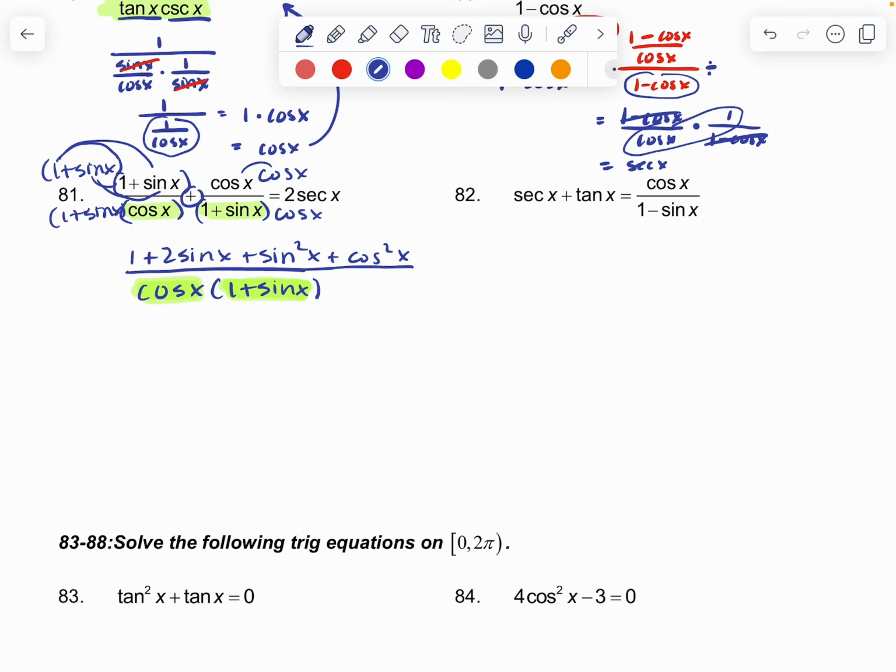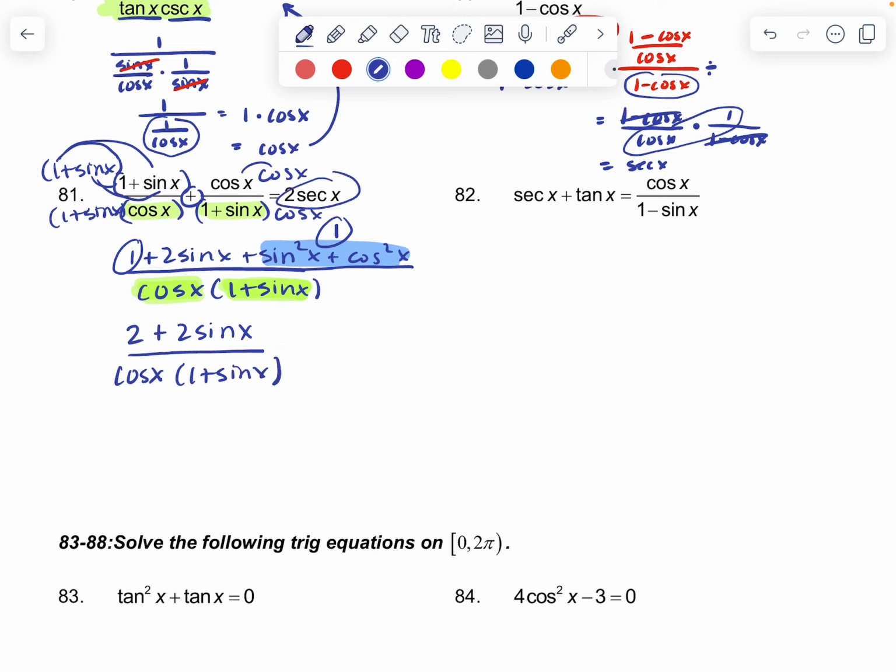Okay, so I added those two fractions together, and now what I see here is that I've got this sine squared plus cosine squared. Guys, remember, that's like the mother of all identities, right? Sine squared plus cosine squared equals 1, and then I can add these ones together. 1 plus 1 is 2, so I get 2 plus 2 sine x all over cosine of x times 1 plus sine of x.